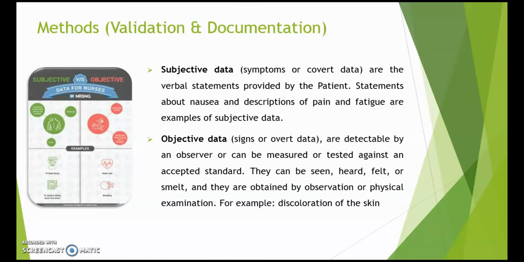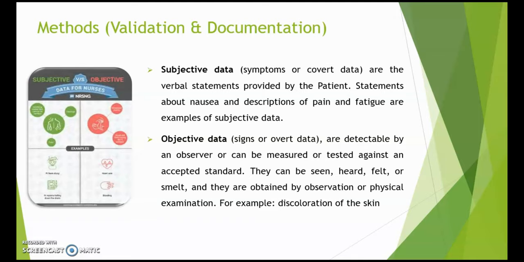Continue with some methods, okay? As I said, this will be a summary, but at least keep in mind that there are two different types of data within methods: subjective and objective. We previously talked about this aspect when we discussed SOAP notes within clinical notes. So in any case, subjective data, symptoms or covert data, are the verbal statements provided by the patient. Statements about nausea and description of pain and fatigue are examples of subjective data, where the subject, of course, is our client, our patient. Then we have objective data, signs or overt data.